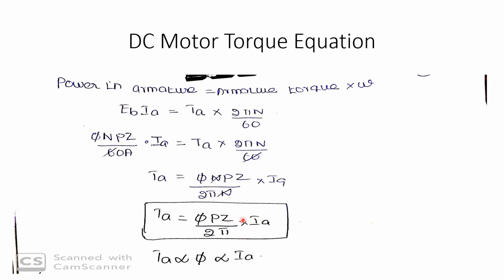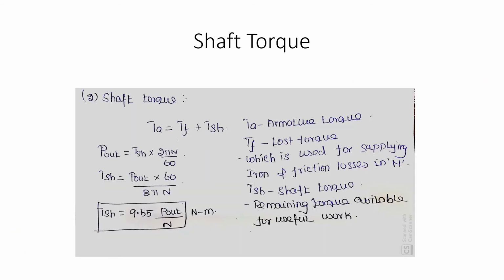Z is the number of conductors, P is the number of poles, and phi is the flux. So here we can conclude the armature torque will be directly proportional to the flux as well as the armature current.